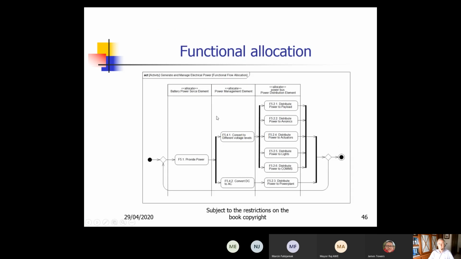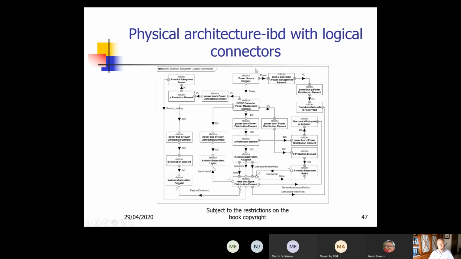But before, it's important to know the functional allocation. So we represent the functional flow represented earlier, but allocating the function to the part that will perform the function. So we use swim lanes to allocate the function to the part. And after, we represent using an internal block diagram the parts. We represent the parts, the connectors, and the ports.